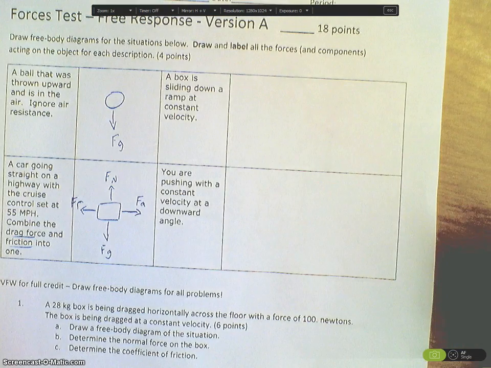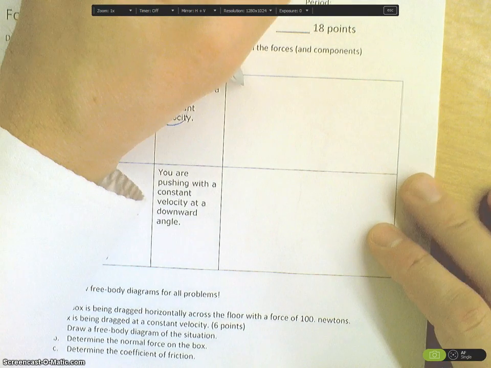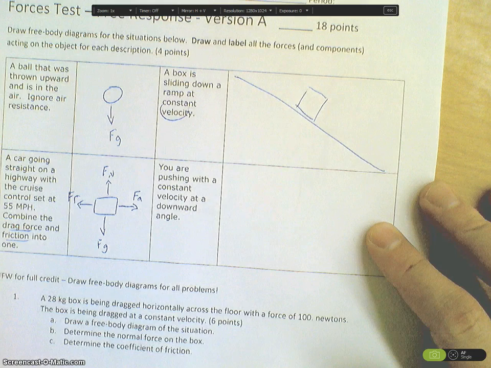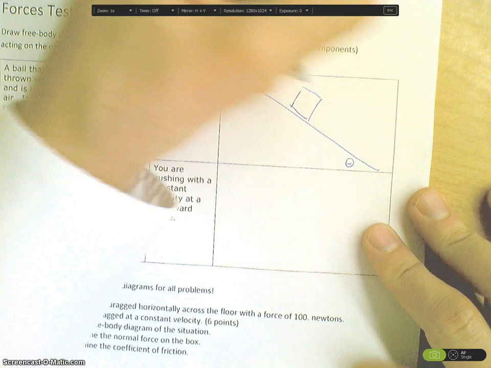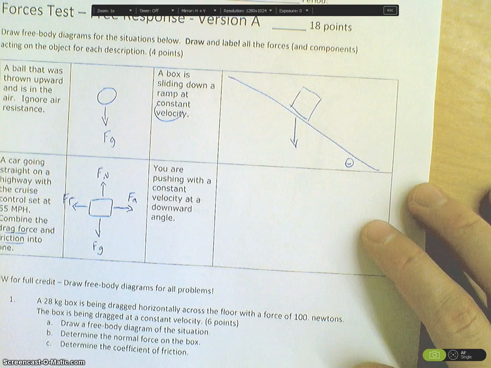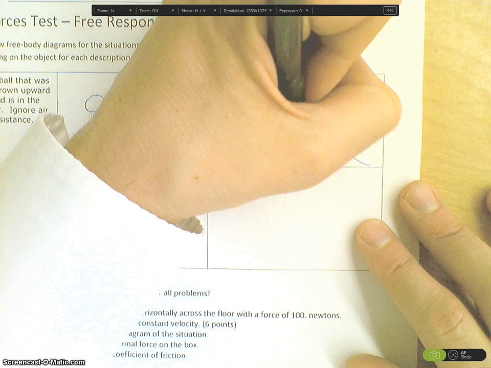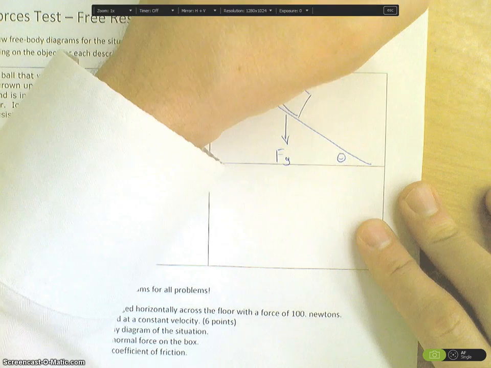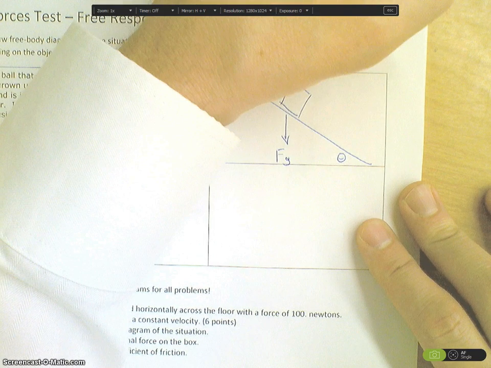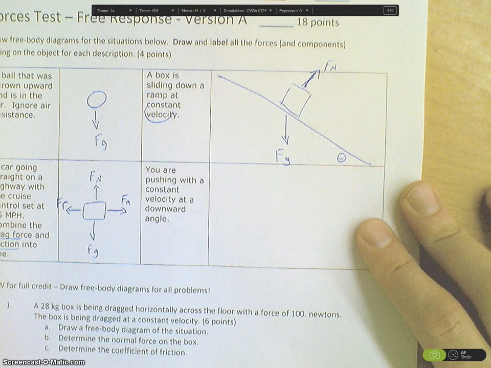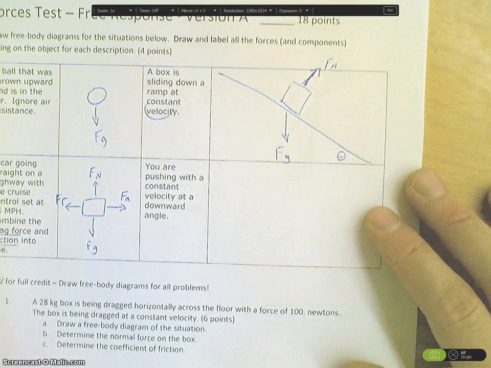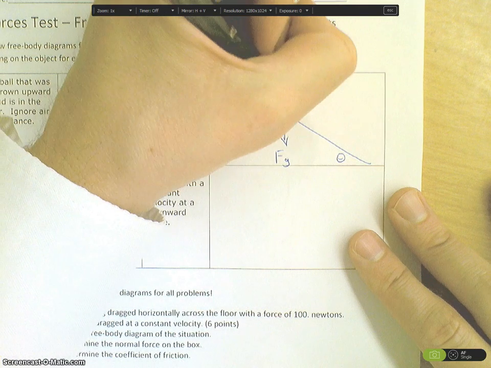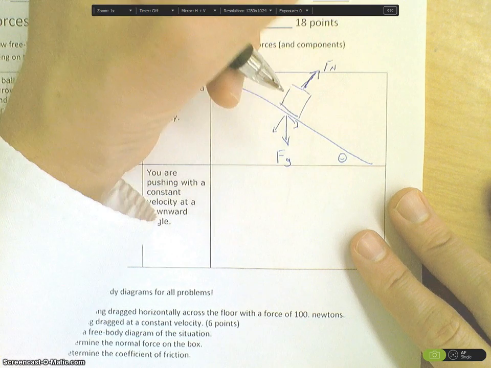A box sliding down a ramp at constant velocity. All right, so here's our ramp, with the box sliding down. This is the one that gets a little tricky. Gravity is always straight down, Fg. Normal force is perpendicular to the surface. Now, if these were the only two forces acting, the box would be accelerating down the ramp because we would have these two components of the force of gravity acting.